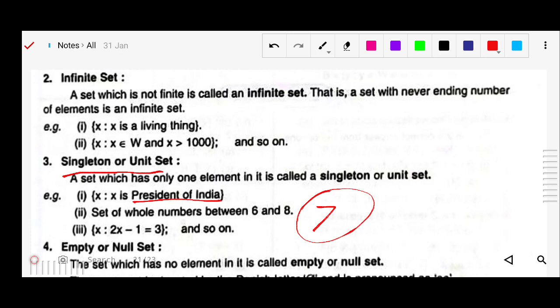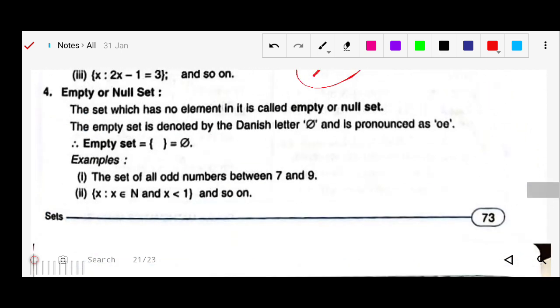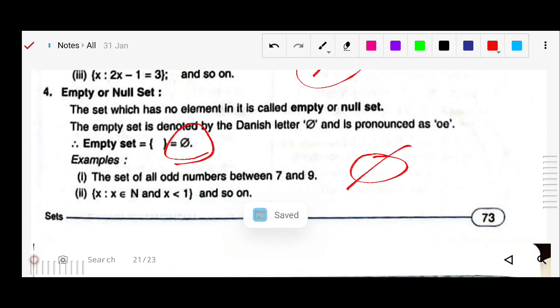Next is the empty or null set, the set which has nothing, and this is denoted by the sign phi. Nothing is there. For example, between 7 and 9, is there any odd number? No. So a set which doesn't have any elements is called an empty or null set.